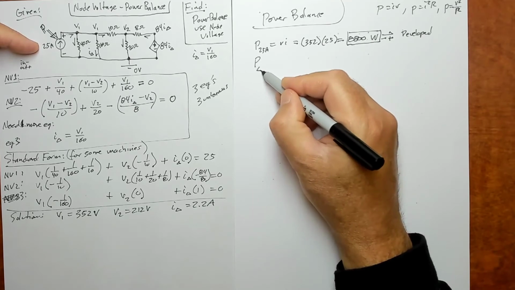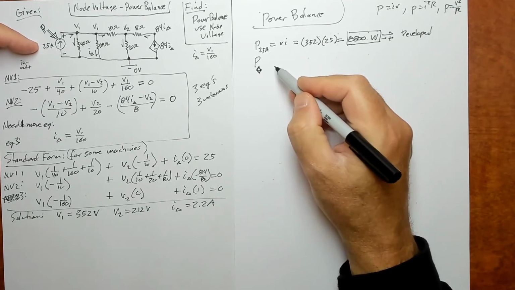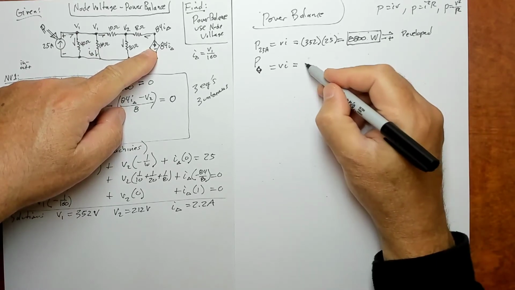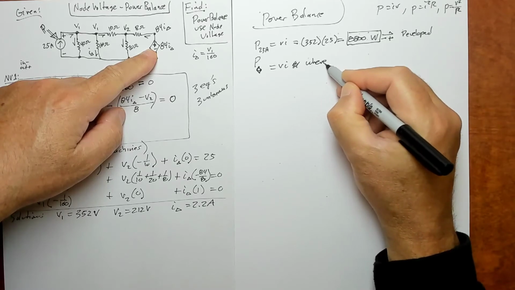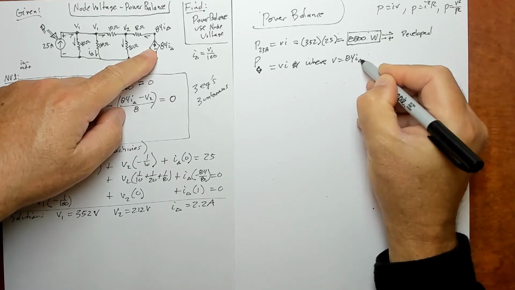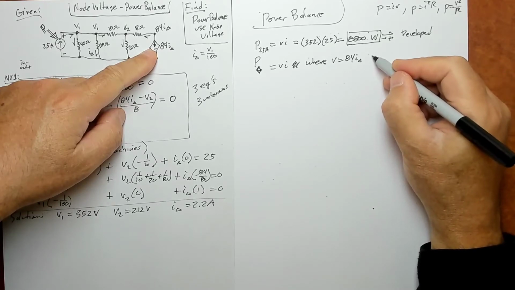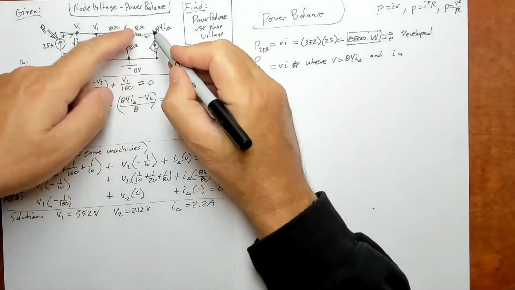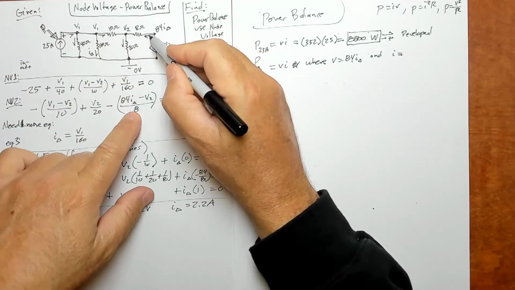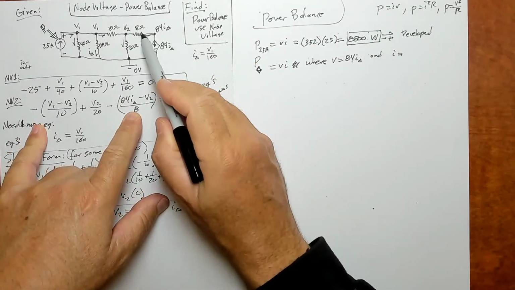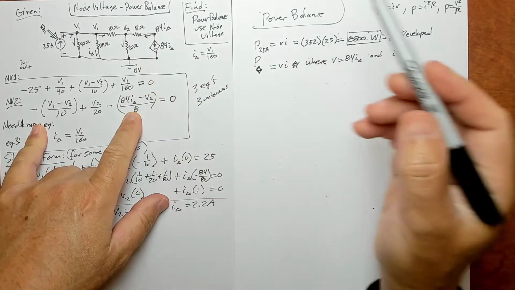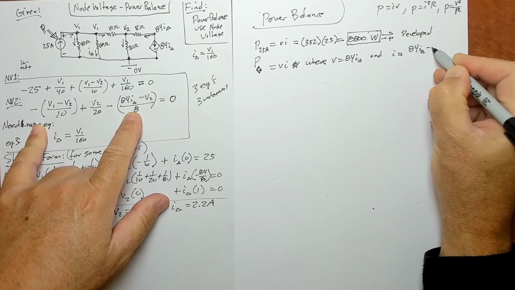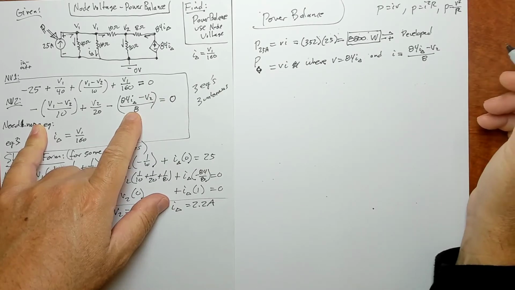Let's do the power in this guy, the diamond. Power in the diamond. So we could use VI, where V is 84 I delta, and I is this expression. I is the difference in voltage over the resistance. That's what we have for I. So I is 84 I delta minus V2, over 8.